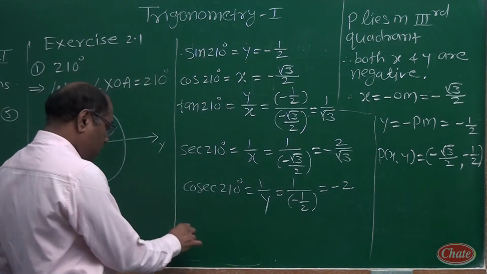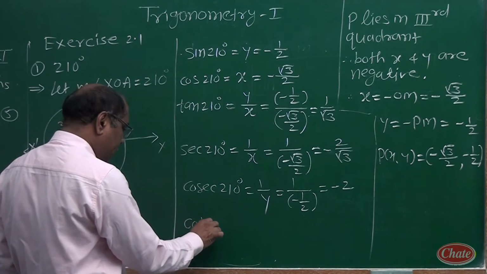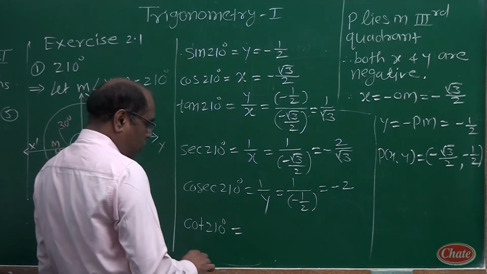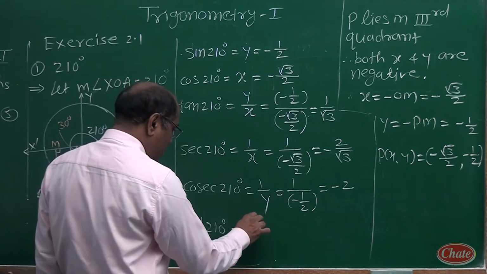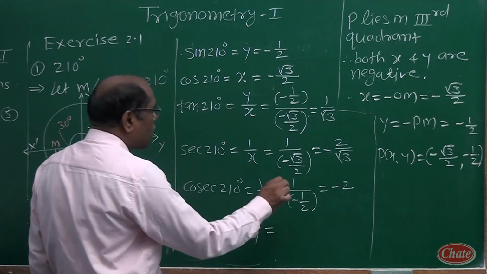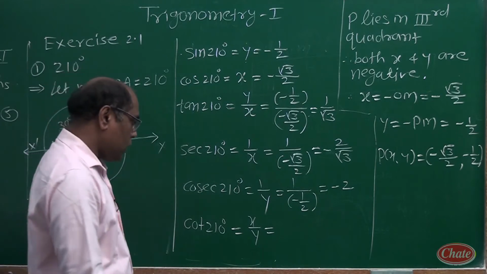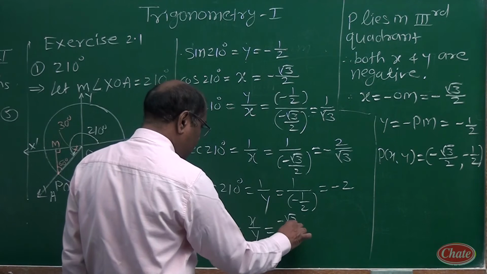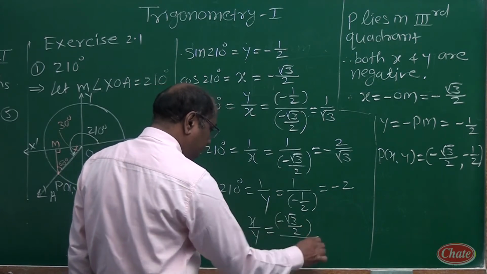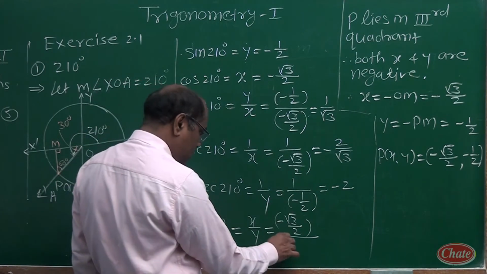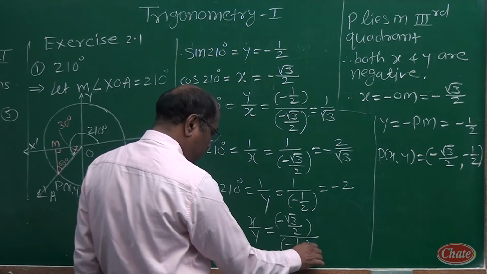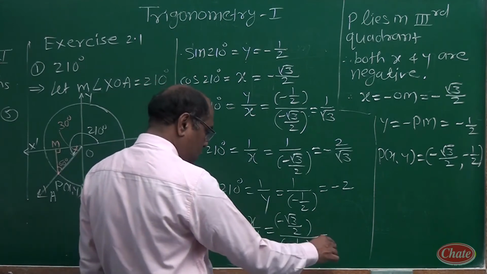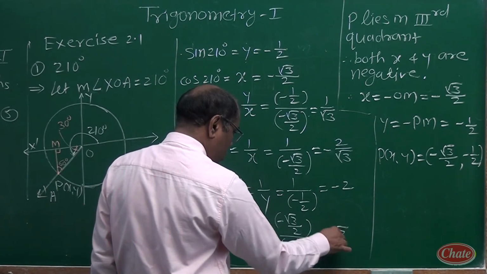And cot of 210 degree. What is cot theta? Cot theta is x upon y. So what is the value of x here? Minus root 3 by 2 divided by, what is the value of y? Minus 1 upon 2. Here the 2 cancels, the minus signs cancel, and that is equal to root 3.